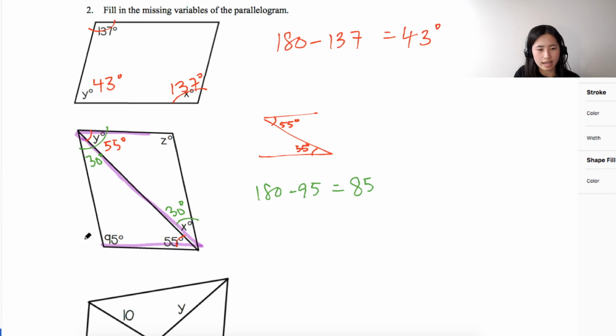Now that we have that, we know that this is 95. If this is 85, then this has to be 95. Let's use a different pen. This has to be 95 degrees, because the opposite angles need to be congruent, since it's a rhombus. And the same thing really applies when it's a parallelogram.